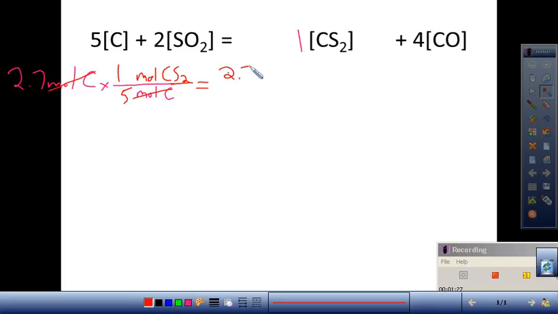And so to summarize, I have 2.7 divided by 5 moles of CS2. And that's going to work out to be 0.54 moles. Just divide that in your calculator.